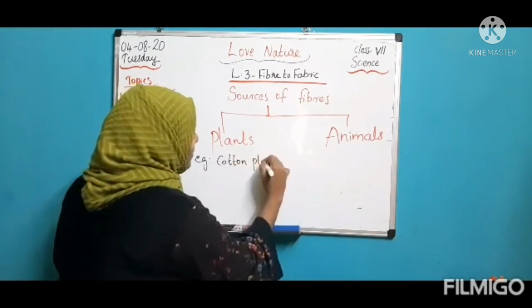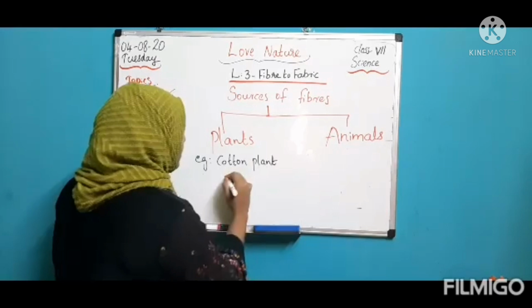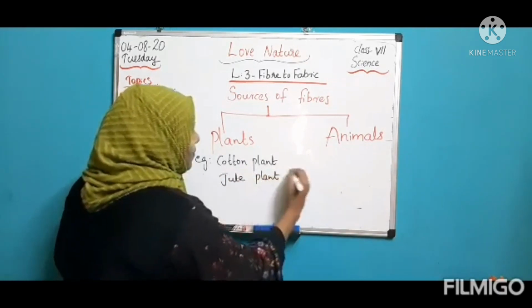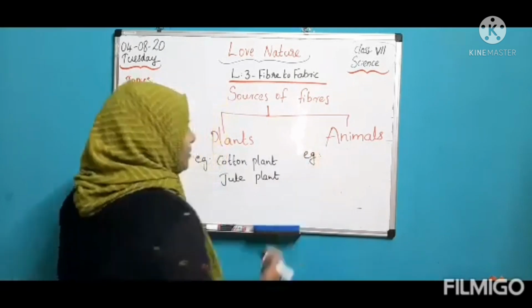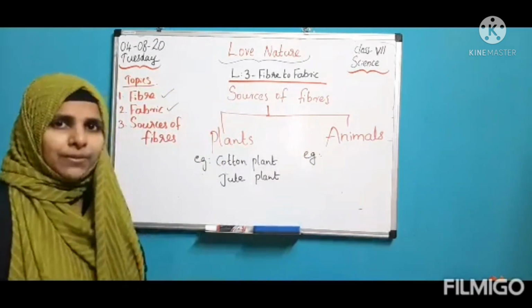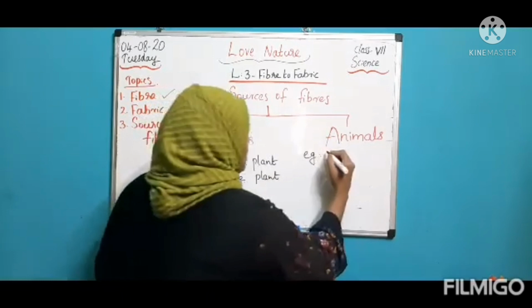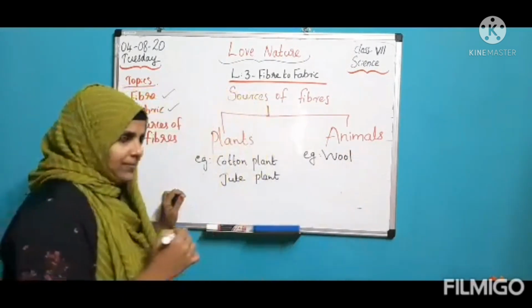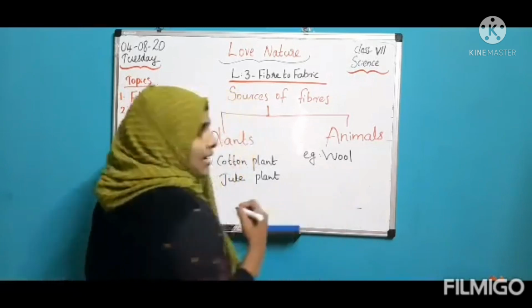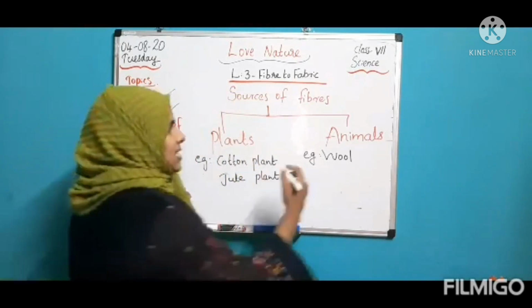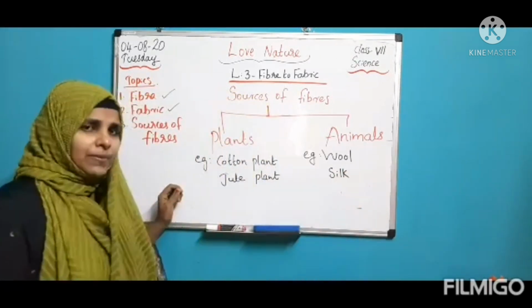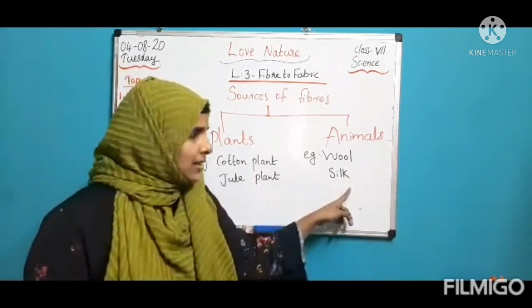Cotton plants give cotton fiber. Then jute plant gives jute fibers, right? Then what about animal fibers, children? Do you know what are the animal fibers? Wool from sheep. Wool is a type of fiber. Then another type of animal fiber is silk. We will get it from the silkworm.